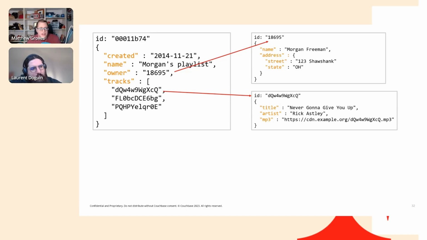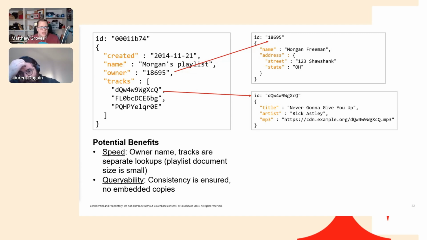This is very similar to the relational model, although an array of tracks is something you probably couldn't do very easily in a relational database, but it's a very relational, very refer-heavy approach. Now, what are the pros and cons of this? Some potential benefits in terms of performance: the owner and tracks are separate lookups, which means that the playlist document size is relatively small compared to the much bigger embedded version we'll see later.